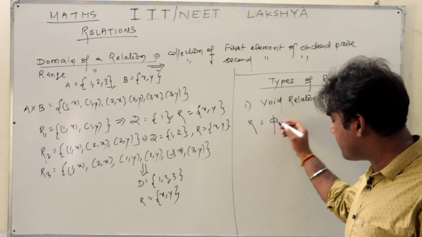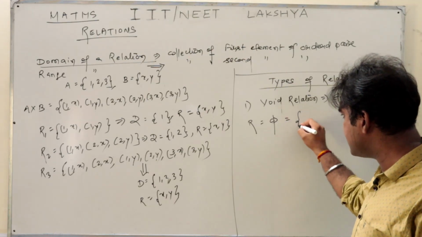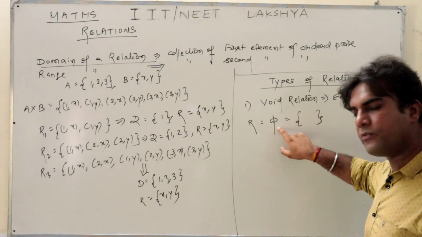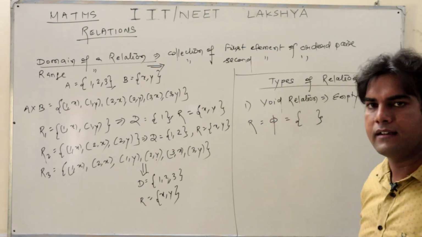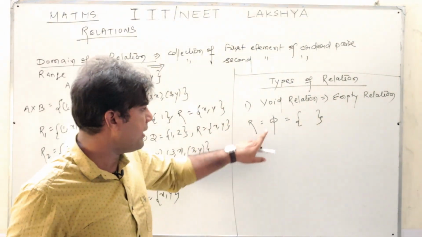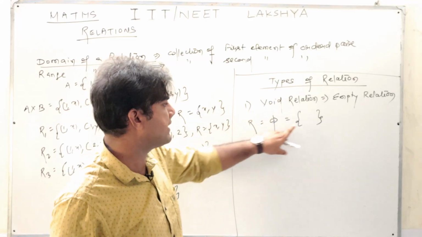See, to the phi you should not put another pair of brackets, because phi itself means this. This is a set containing nothing. Phi means a set containing nothing. So separately don't put any brackets on phi. You are understanding? The meaning of phi is this. So your relation is a void relation. It means it contains nothing.